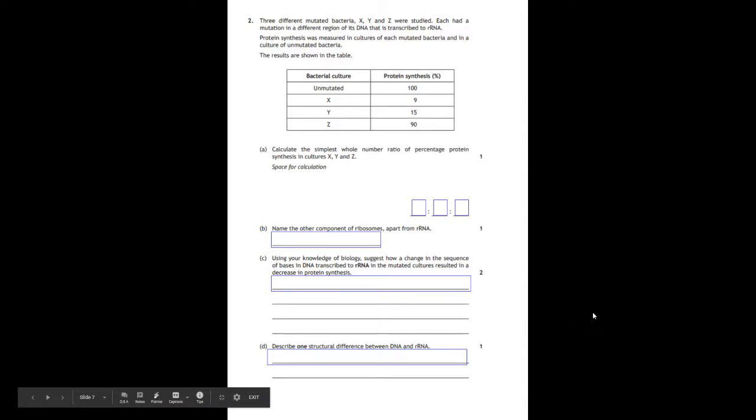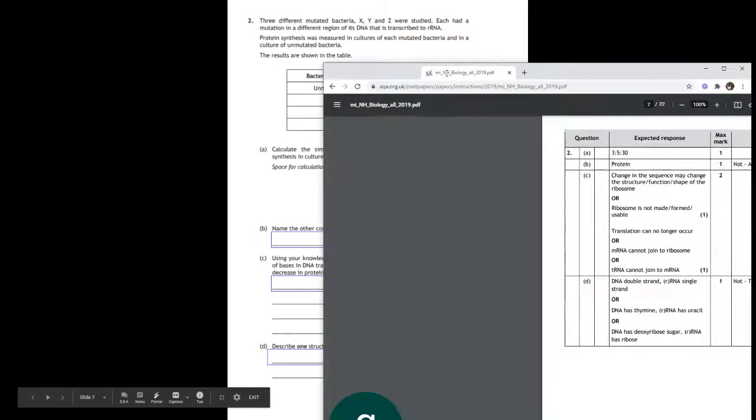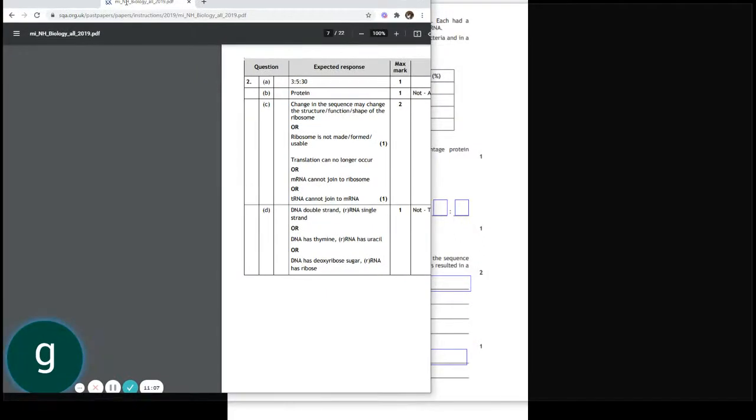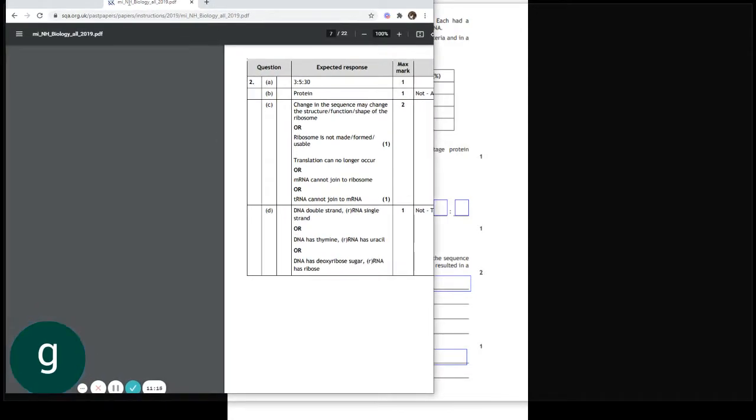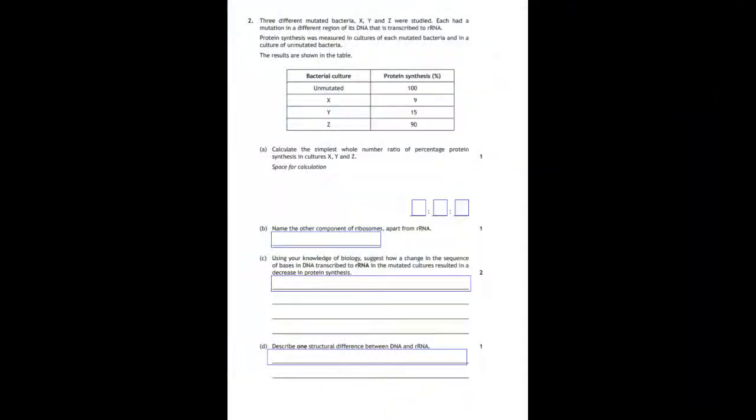It wants a structural difference between DNA and RNA. So DNA is double-stranded and RNA is single-stranded. DNA has thymine, RNA has uracil. DNA has deoxyribose sugar, RNA has ribose. You have to do a comparison if you want the mark for that one. You can't just give one thing. You can't just say DNA is double-stranded, RNA isn't. You have to give the full comparison.